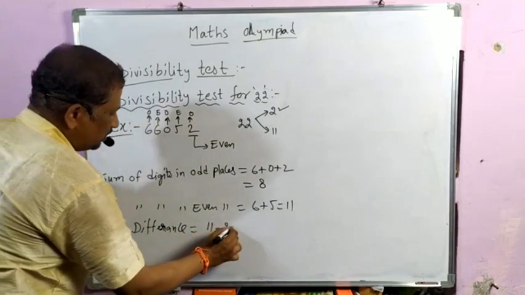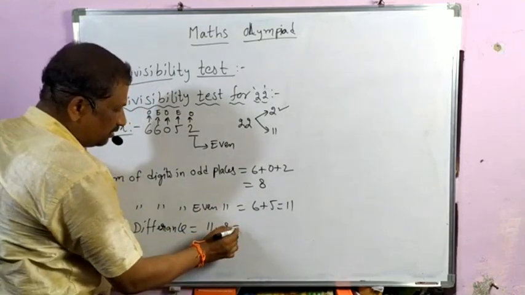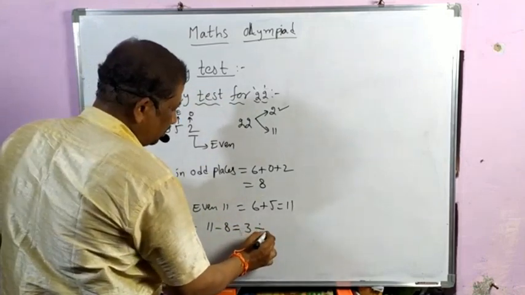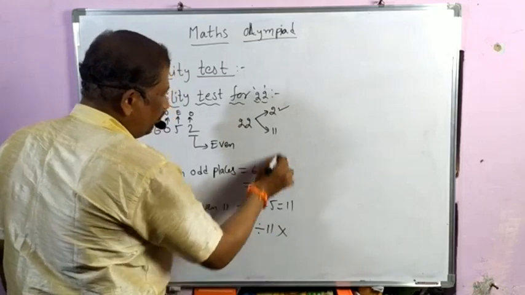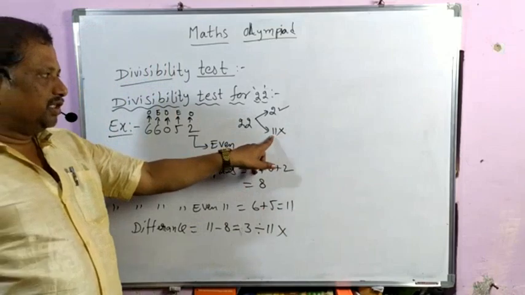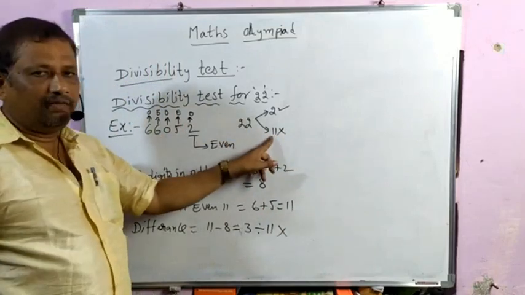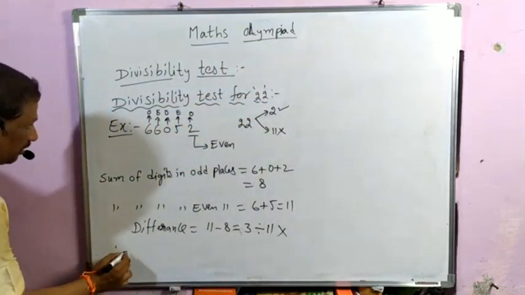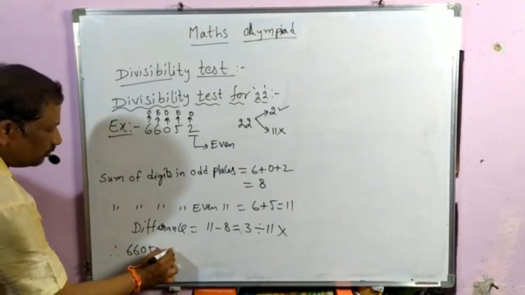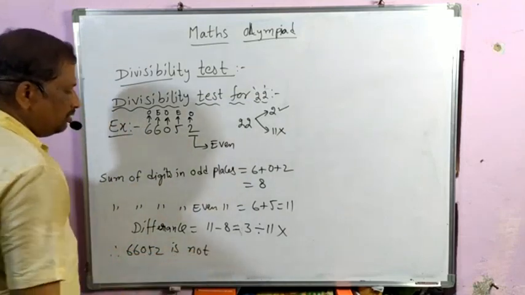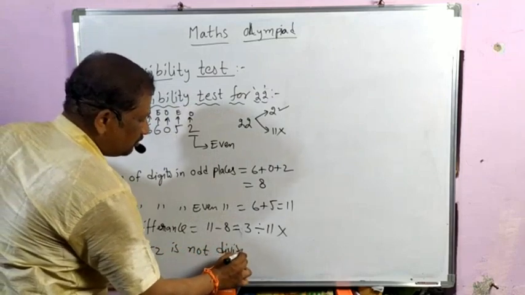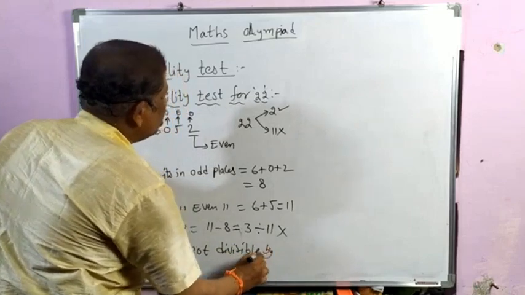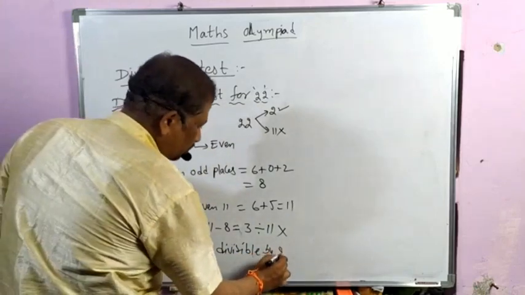Bigger number is 11, smaller is 8. So what is the difference we will get here? 11 minus 8 is 3. So 3 is not divisible by 11. So the divisibility test has failed for 11. This number is not divisible by 11. So the given number is also not divisible by 22. Therefore, the given number 66052 is not divisible by 22.